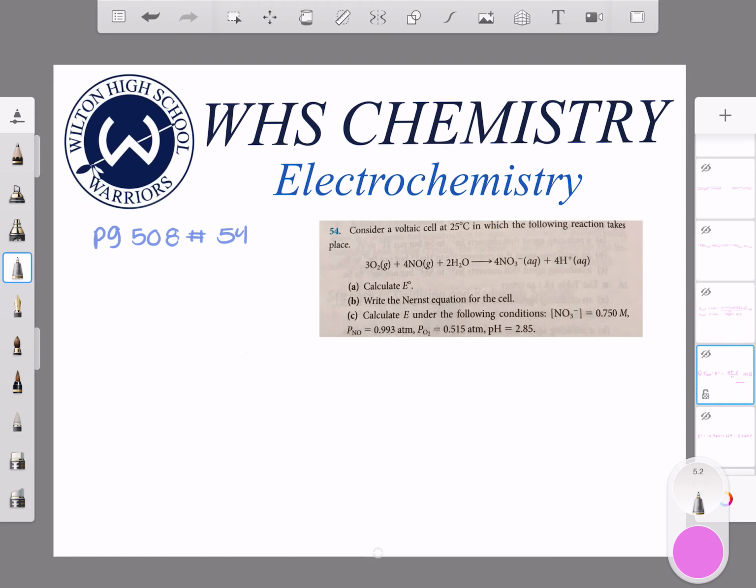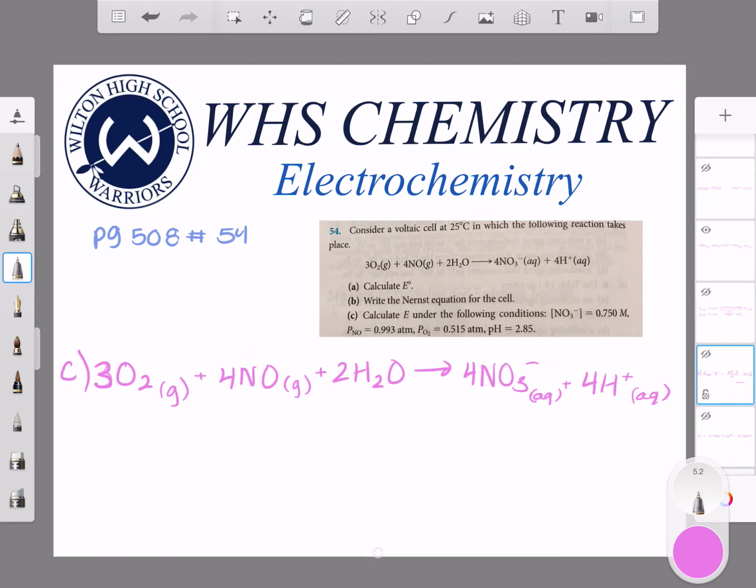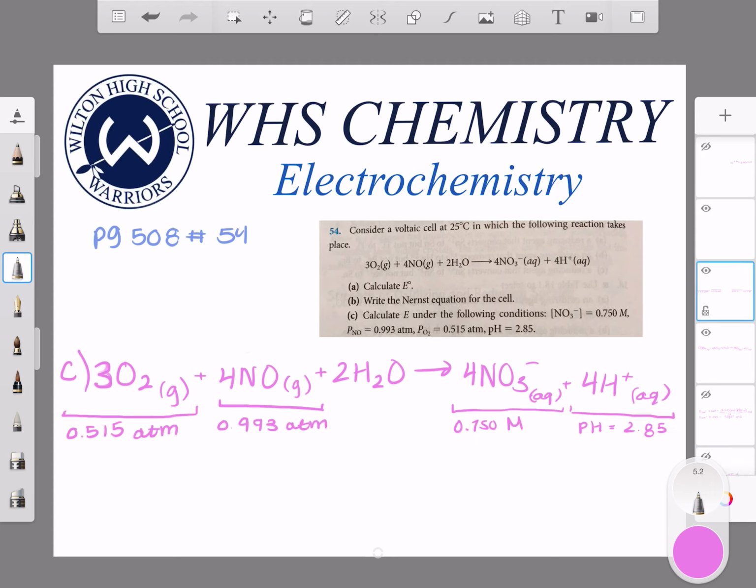Okay, so now moving on to part C. So now we're actually going to solve the Nernst equation and calculate what the E cell is. So we're going to write out what they've given us: 0.515 atmospheres, 0.993, 0.75 molarity, and then they give us a pH of 2.85. So for the pH, we're going to just do 10 to the negative 2.85 to get the concentration of the H+. It's going to give us 0.00141 molarity.